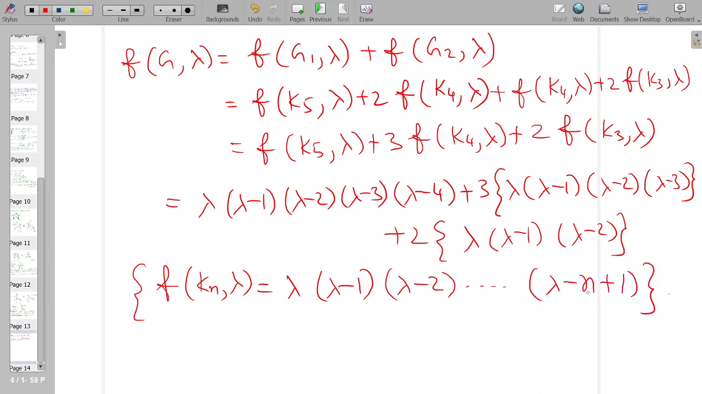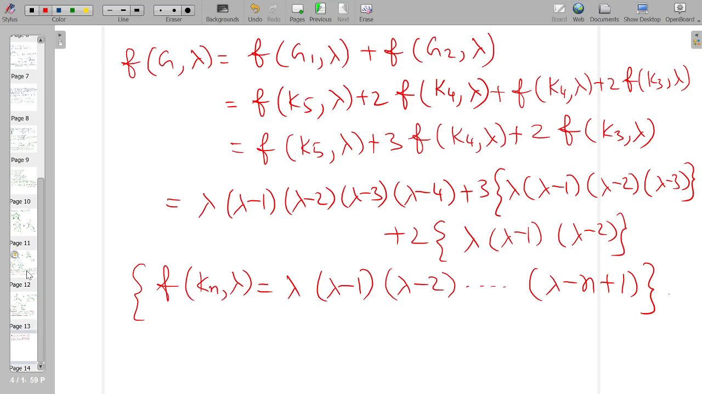Here when I substitute n is equal to 5, I have lambda minus 5 plus 1, which would be lambda minus 4. So I will have lambda into lambda minus 1 till lambda minus 4. Similarly, when I substitute n is equal to 4, the last term in the product of the chromatic polynomial of k4 would be lambda minus 3. And similarly for the chromatic polynomial of k3 comma lambda, the last term in the product would be lambda minus 3 plus 1. So I will have lambda minus 2.